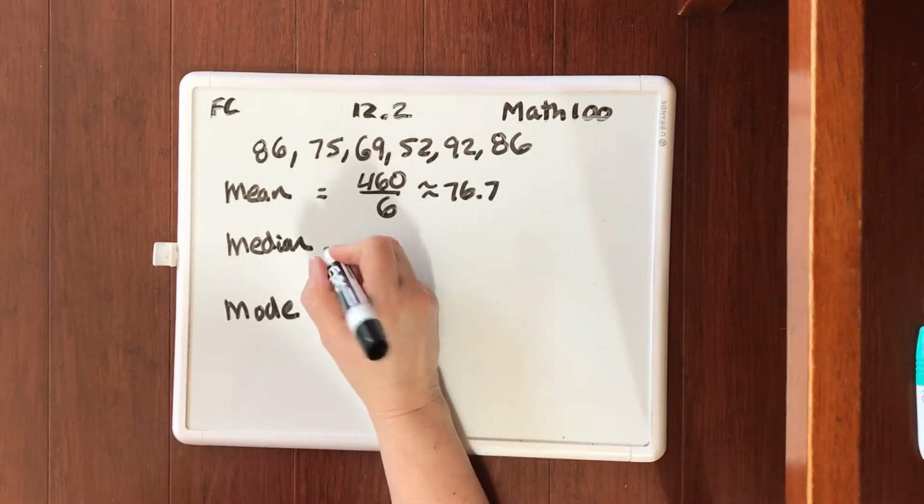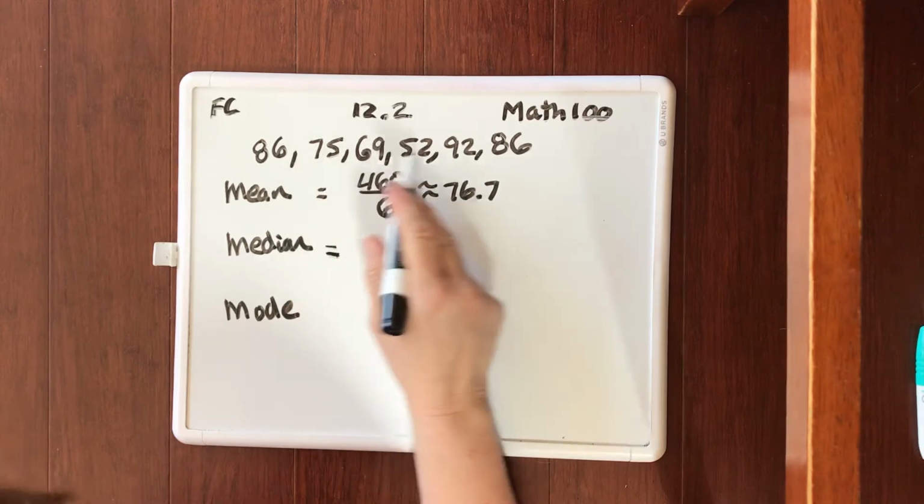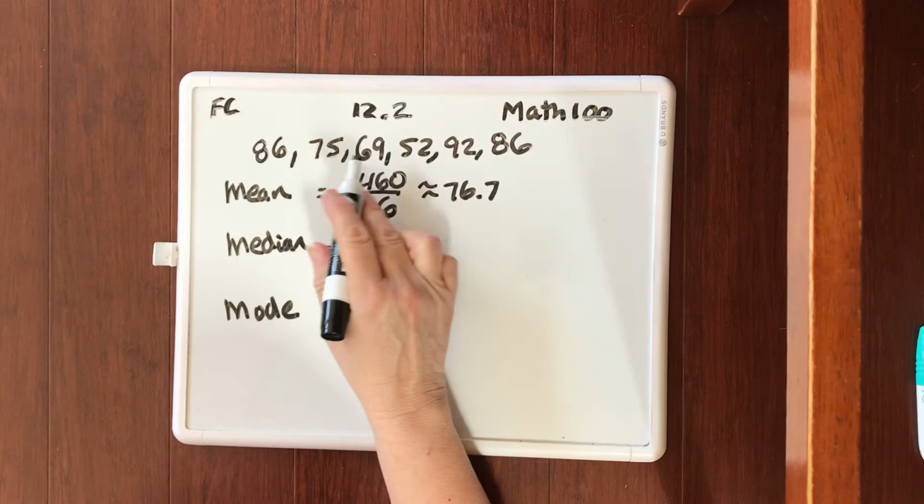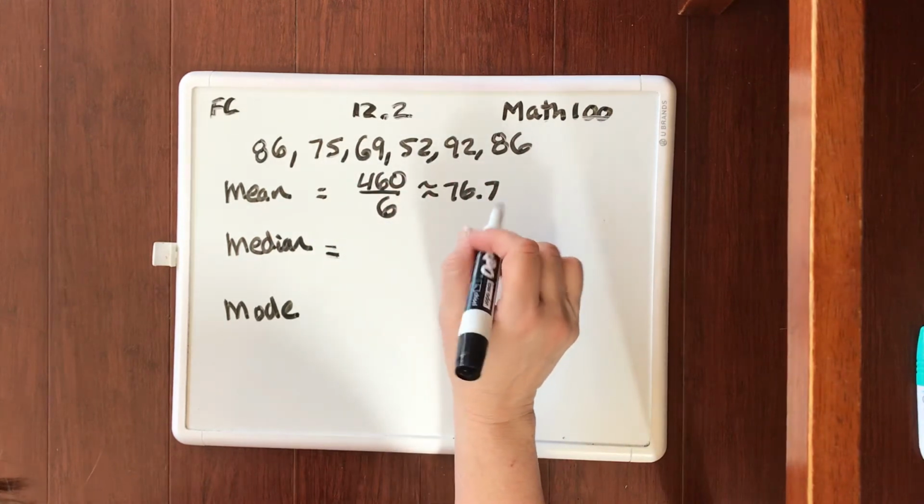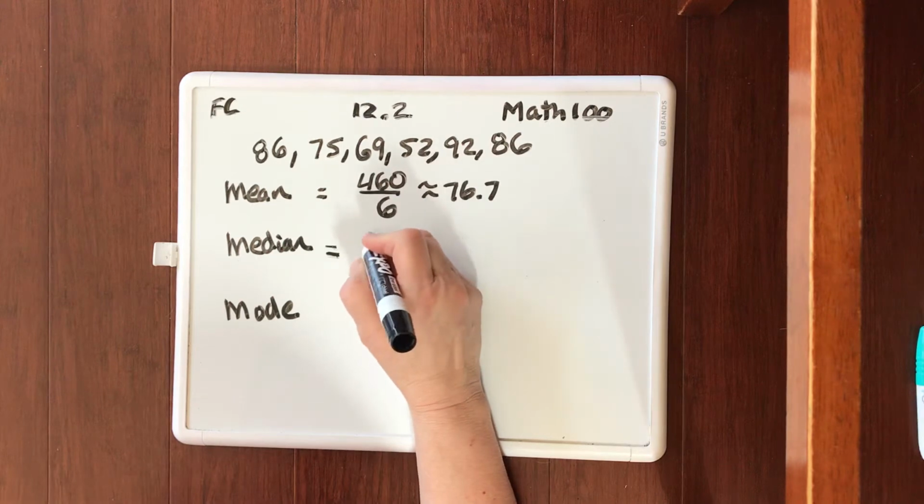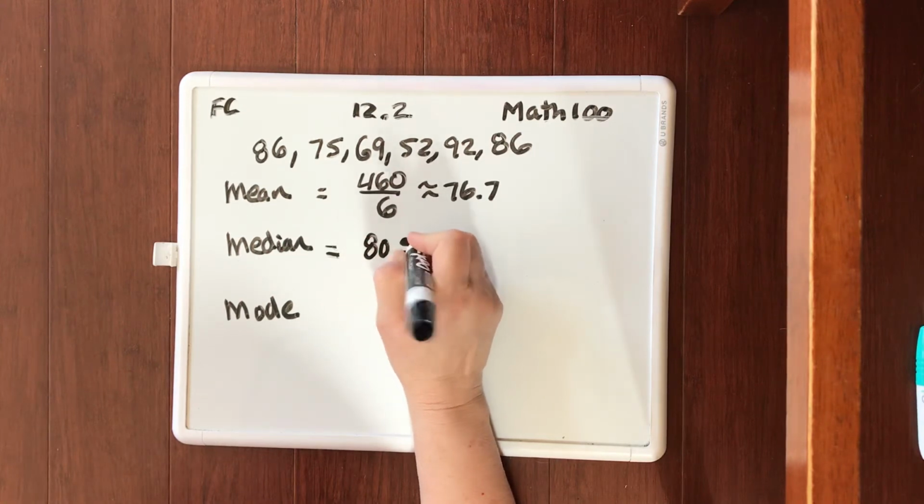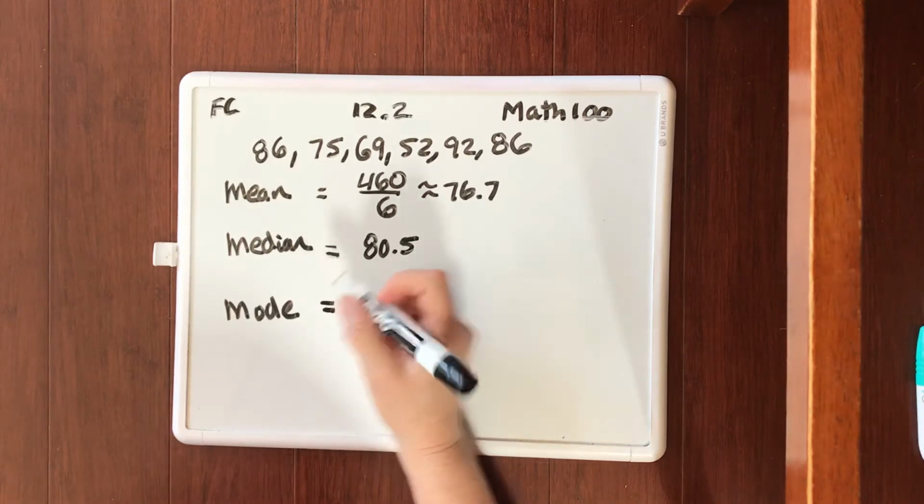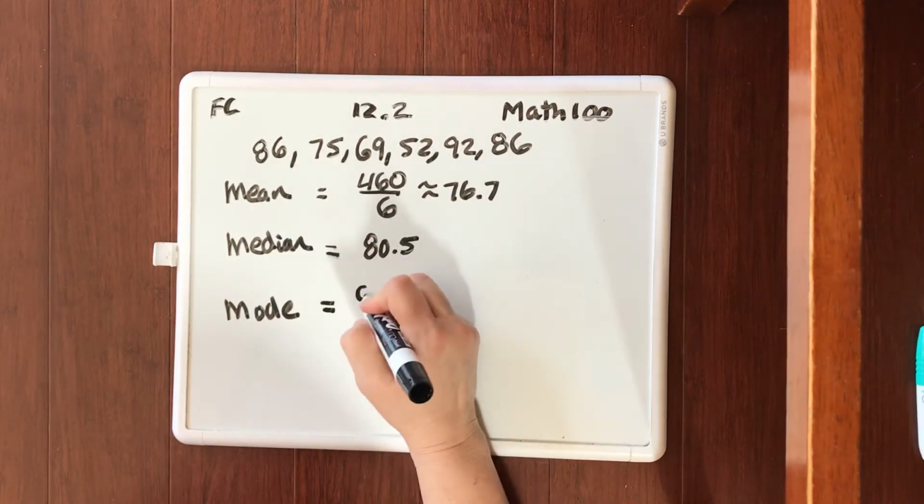Okay, the median, we would put them in order first and find the middle two. We have 1, 2, 3, 4, 5, 6. So when you do the median and you add the middle two and divide by 2, the answer is 80.5. Okay, and then the mode, let's see, there's two 86s, so 86 is the mode.